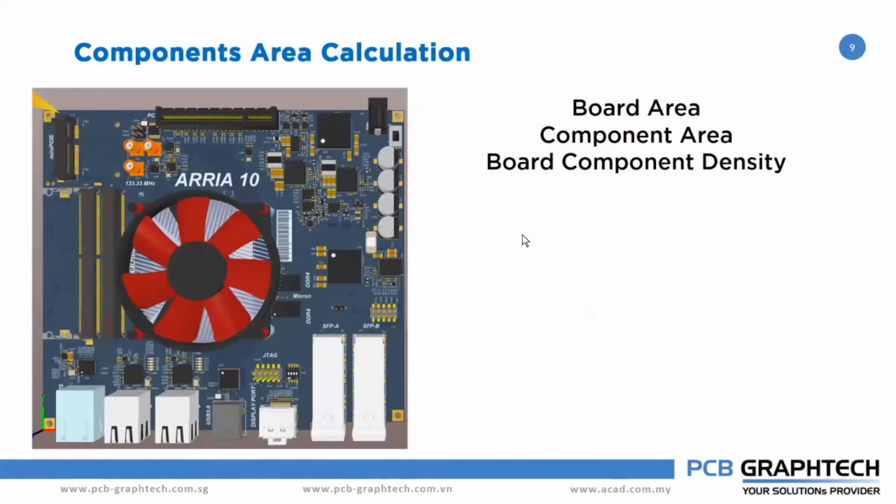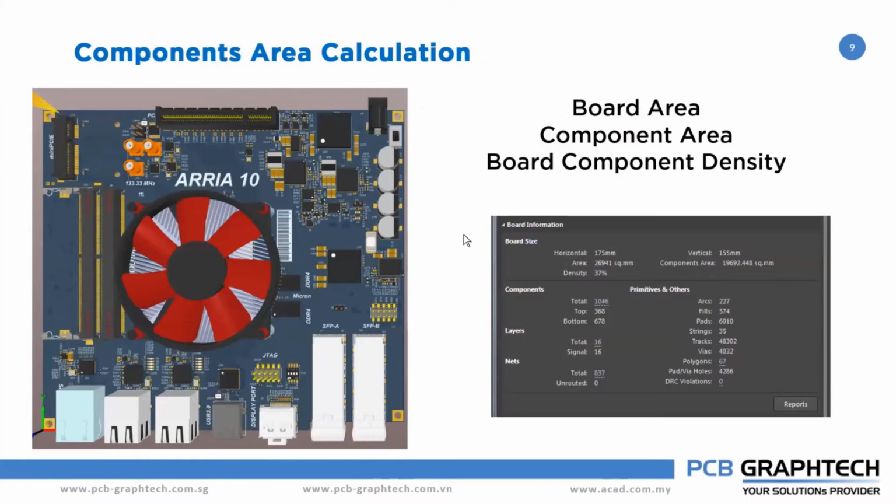So the next feature is that we can also see the component area calculation now. This is also a new feature. Now we can determine the component area as well as the density. First we can determine the board area, which is calculated for your whole board, and then you can also determine the component area. The component area also depends upon the bounding box of the components. You can determine how many components you have, how many layers, how many nets you're using, arcs, fills, pads, all the information inside the board properties panel.